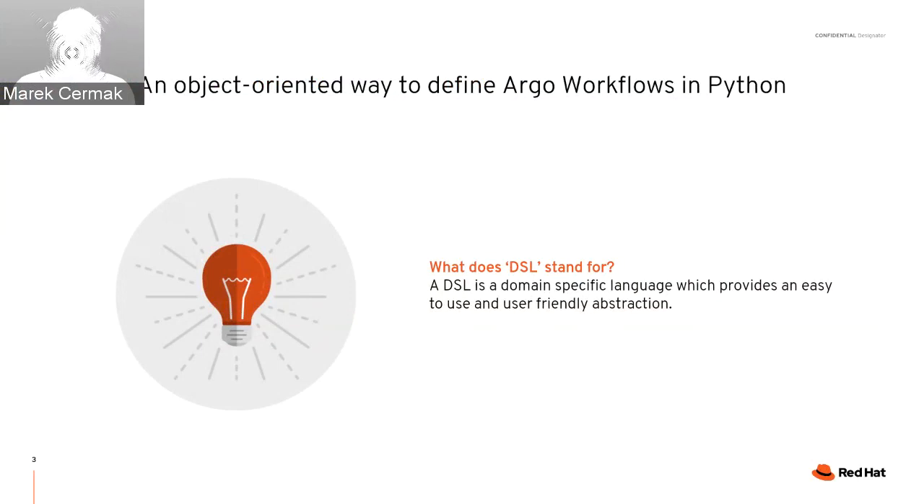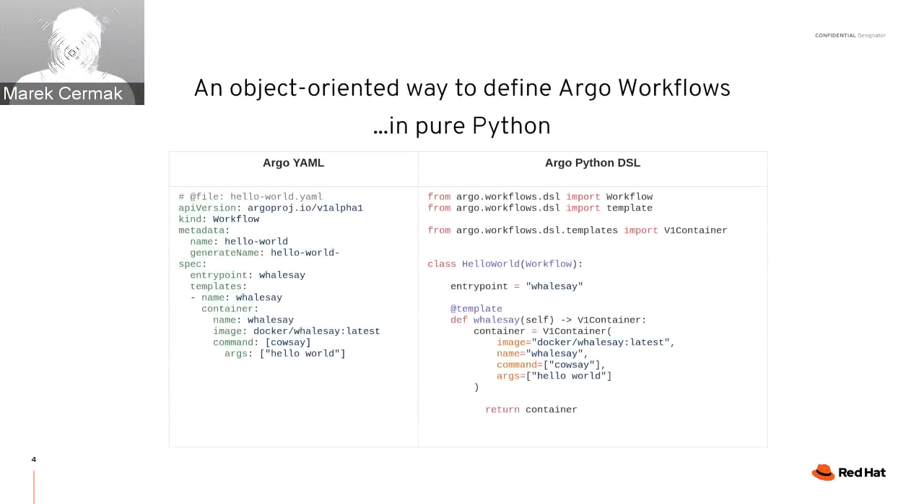Argo workflows are defined as manifest files. You can see it on the left side of the screen. This is an example of a simple Hello World workflow that is composed of just one template, and that's whale-say, and that runs in a container and just outputs Hello World. And on the right side of the screen, we can see an example how that would be written using Argo Python DSL in pure Python in an object-oriented way, just by subclassing this Argo workflow.